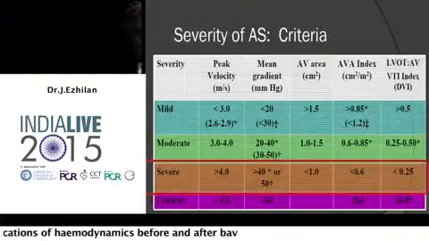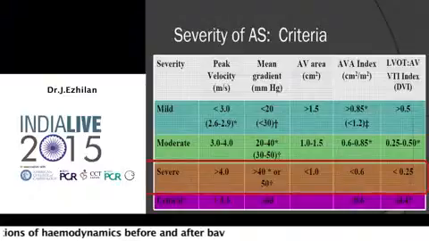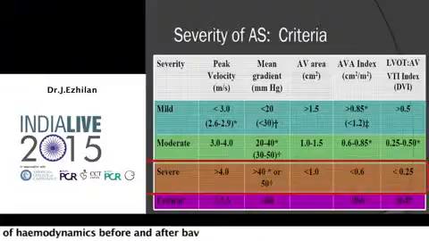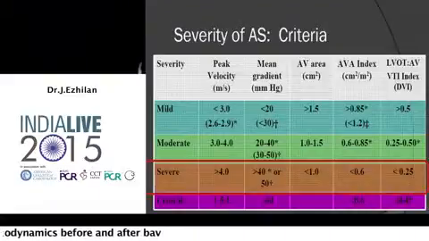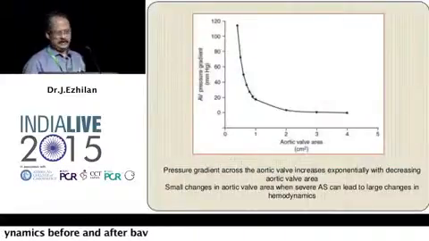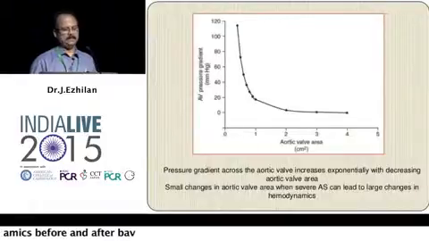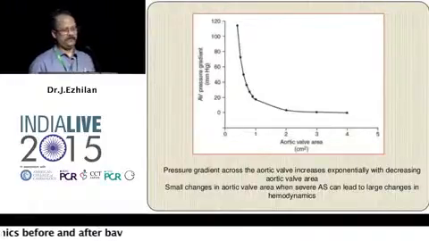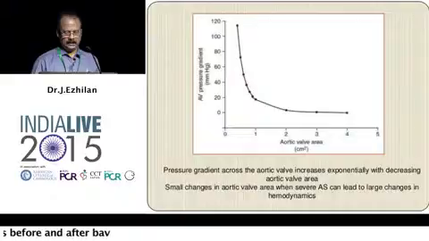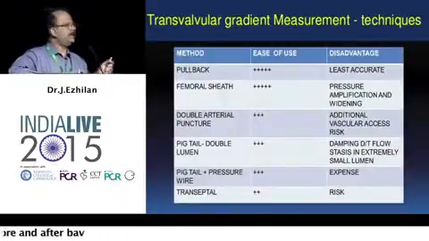And the criteria for severe AS, I think you would have read all this in standard textbooks. And if you see, as the aortic valve area decreases, the pressure gradient increases. And once the valve area reaches 1, after that it is vertical takeoff for the pressure gradient and for the patient also. But that gradient is just a 1-beat gradient.